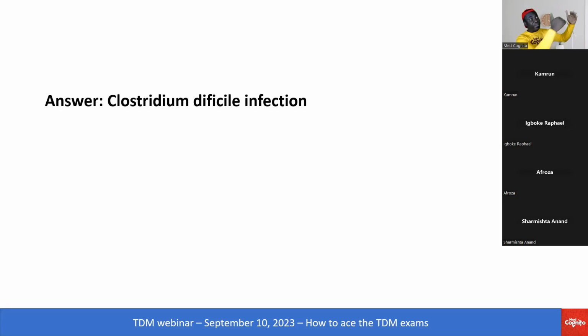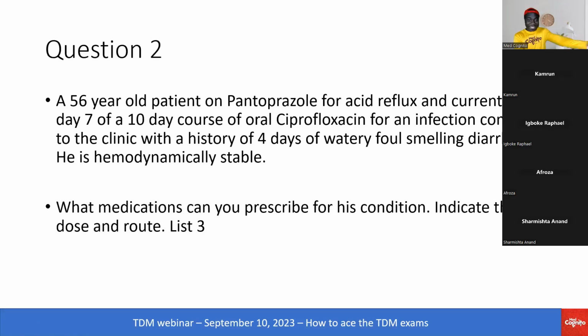Dr. Janice, with the 4 points, health promotion, acute, chronic, and drug interaction, where do you think this question falls under? I think it's acute, and I think it's drug interaction as well. Beautiful. So you see, doctors, this is what is happening.